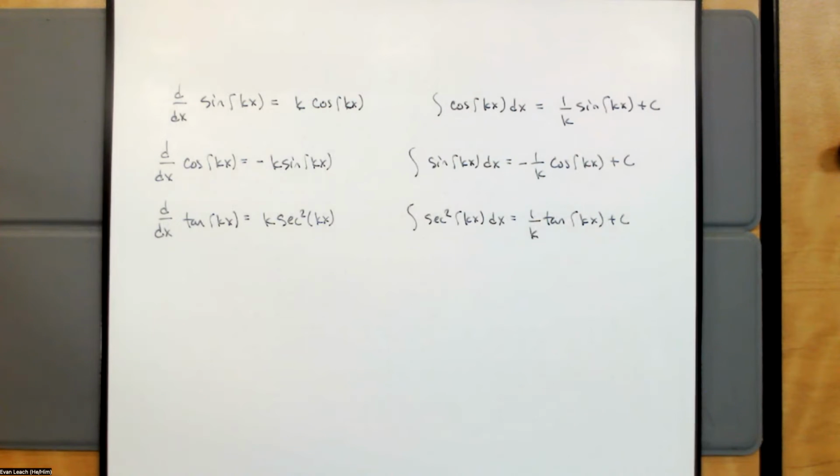Since the inside has k, when we're taking the derivative, we multiply by k. So when we're integrating, we divide by k. This is because the derivative of the inside is just a constant. So we can just bounce it around wherever we want.